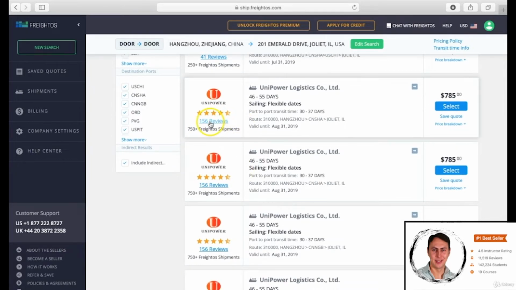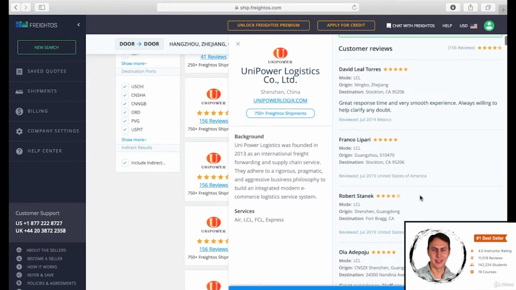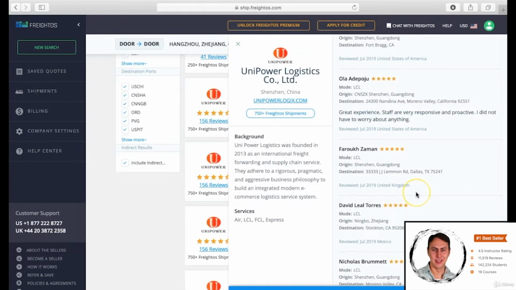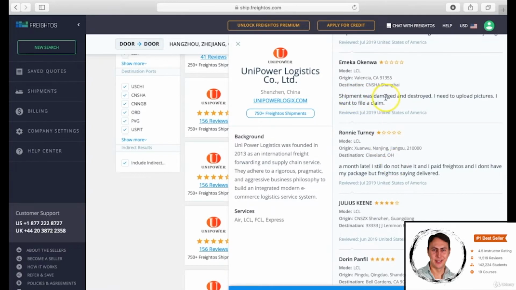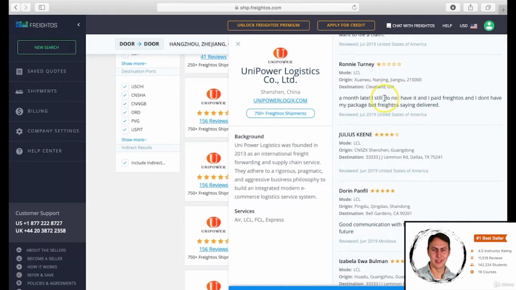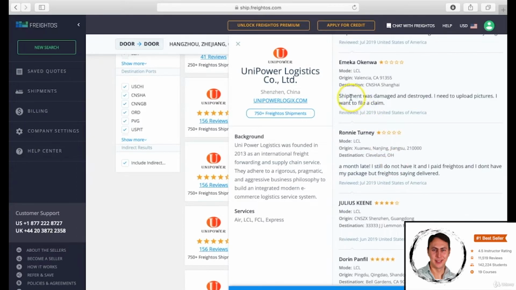For example, this one has 256 shipments and over. This company has over 750 shipments, and they have 156 comments. I am selecting the comments to have a look. You can read the comments from here, and you can understand if the manufacturer is good or not. For example, one of them had a problem, and he wrote it down here.